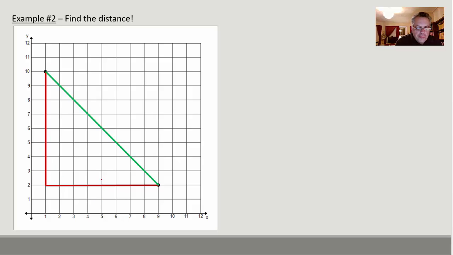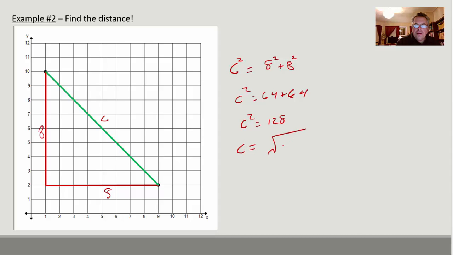And going vertically here, wow, that's my 8. There it is. Going vertically, we start at 2 and we go up to 10. So that is 8 also. Okay, so it turns out that this is an isosceles triangle. How cool is that? So this is C. So to find the distance between the points, which is the length of the green segment there, we got C squared is A squared plus B squared. So that's 8 squared plus 8 squared. So C squared is 64 plus 64. And so C squared is 128. And so C is the square root of 128.